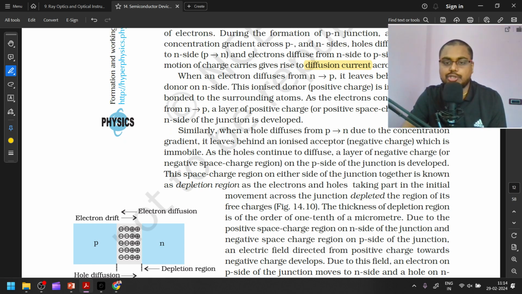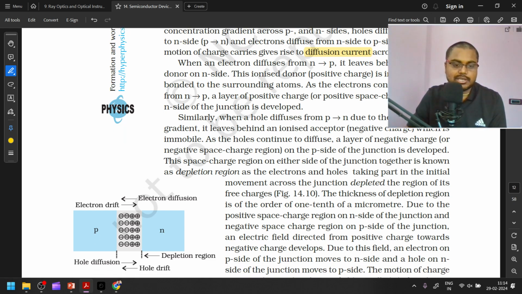As the holes continue to diffuse, a layer of negative charge, or negative space charge region, on the p side of the junction is developed. तो जैसे जैसे अब देखिए क्या हुआ, इधर excess होल्स थे तो वो इधर आ गए, इधर एक्सेस इलेक्ट्रॉन्स थे इधर आ गए, है ना.